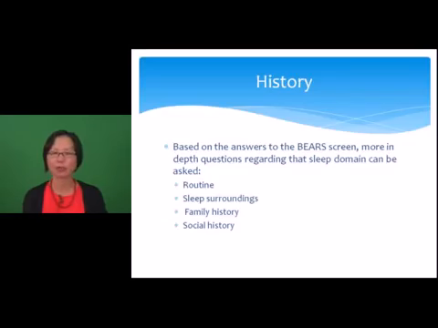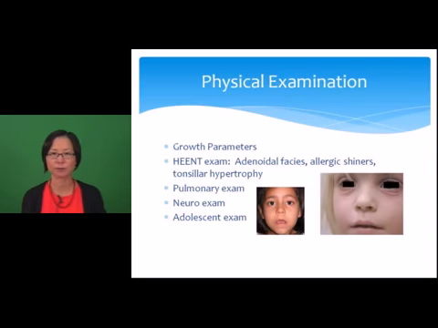You want to know, what are their sleep surroundings like? A lot of families have shared bedrooms, and if the child is sharing a bedroom with an older sibling who goes to bed later, this may be impacting their ability to fall asleep at a normal time. You want to know the family history. Did the mother and father sleepwalk? Is there any family history of people that have had neuromuscular disorders or sleep apnea? And you want to know the social history. Has there been any disruption or stress in the family recently that may be contributing to nightmares?